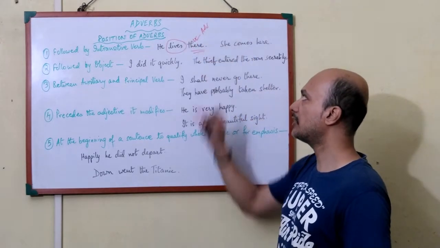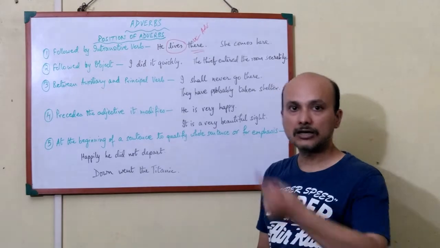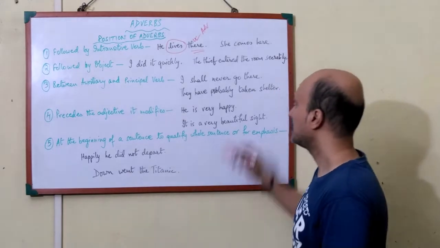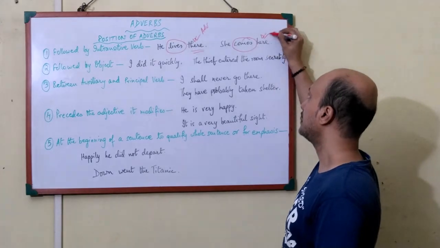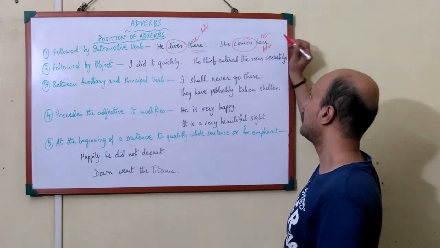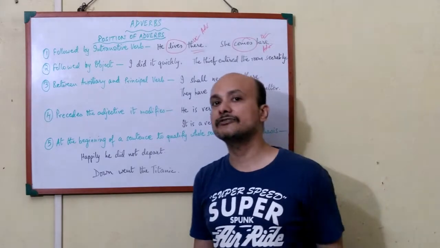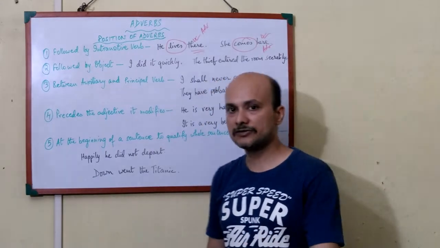The word there, an adverb, is written after the intransitive verb. Next example, she comes here. Again, comes is the intransitive verb. The word here, which is the adverb, is written after the verb. Clear? This is the first position.